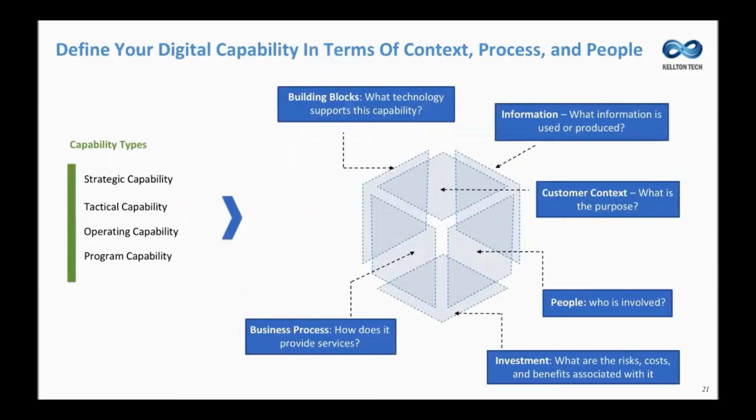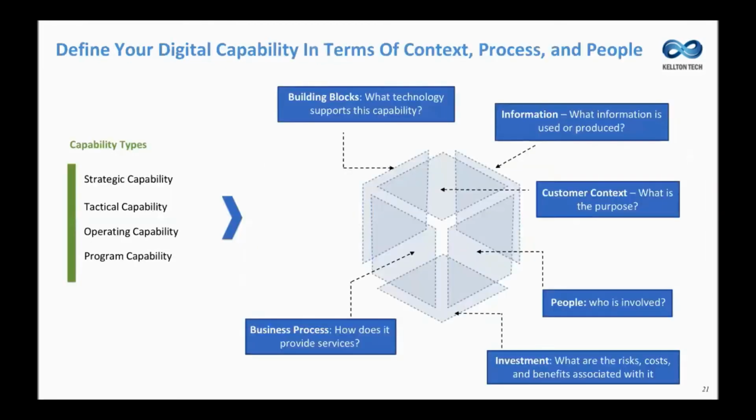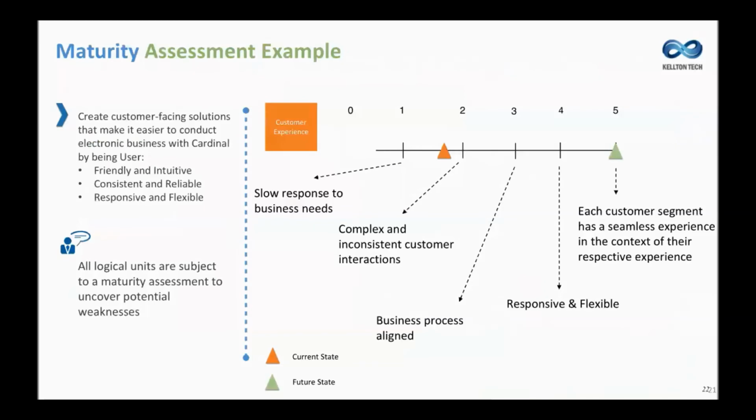Whenever we build a capability and talk about any functional requirements, make sure it is complete and has context. What does it mean from the customer context perspective? What is the information context? Who is going to use or be involved in this? Business process, investment, building blocks. All of this is very important, so that you see one digital capability from the perspective of creating your matrix, because you really want something like this.